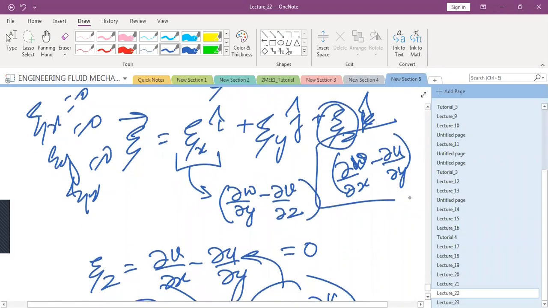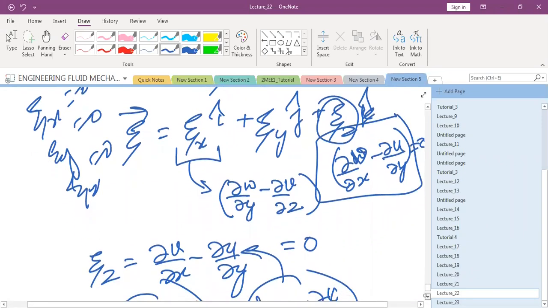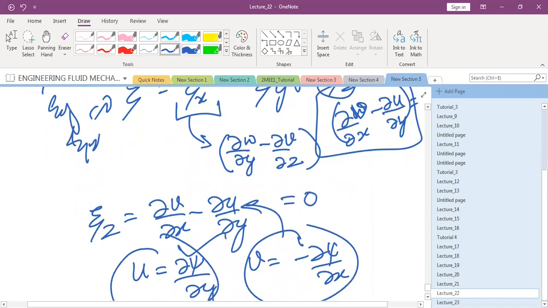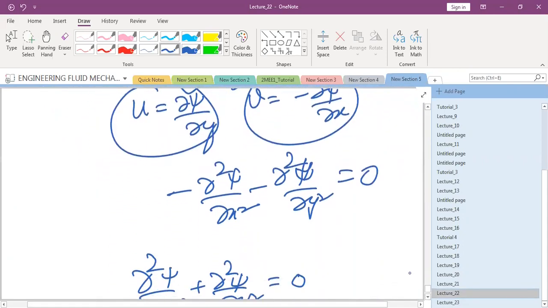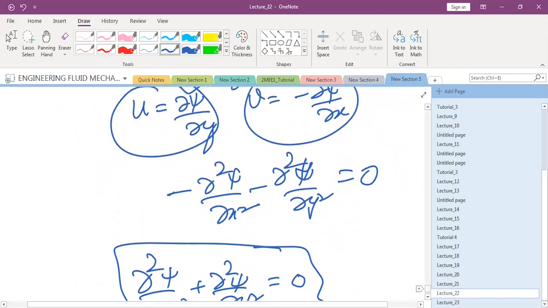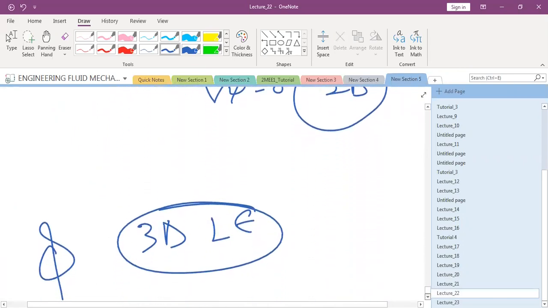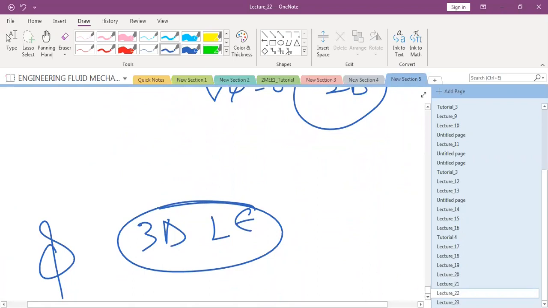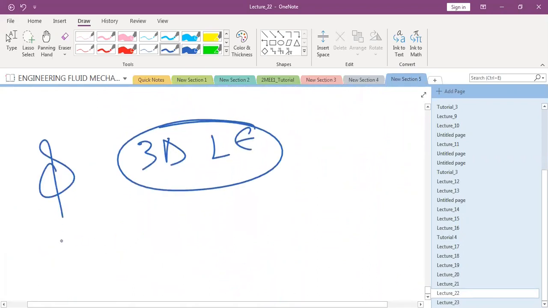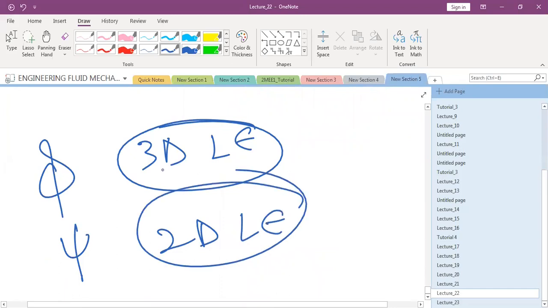So this term is equal to 0. So I am putting the value of psi as I have defined in this equation, and you get the value as this. That is the Laplace equation. So phi satisfies the 3D Laplace equation, whereas psi satisfies the 2D Laplace equation. This should be very clear in your mind. Is it clear? Any doubts to anyone? Any doubts at all?